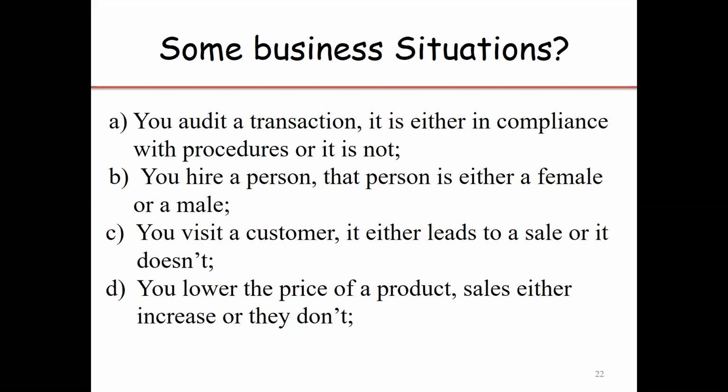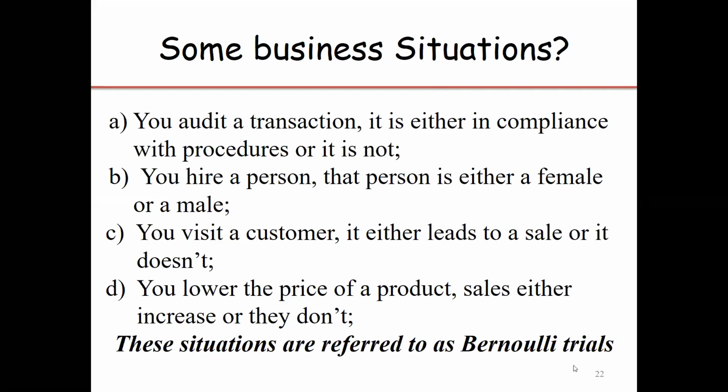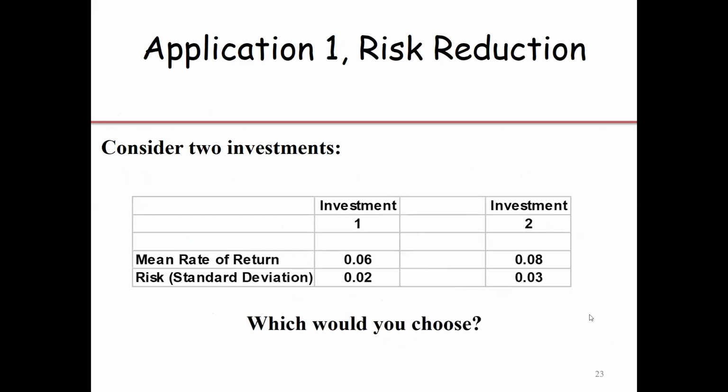One thing is common in all of these examples. Can you observe what that thing is? These are the Bernoulli trials. All of these four are Bernoulli trials, and these are cases of random variables. These situations are known as the Bernoulli trials.